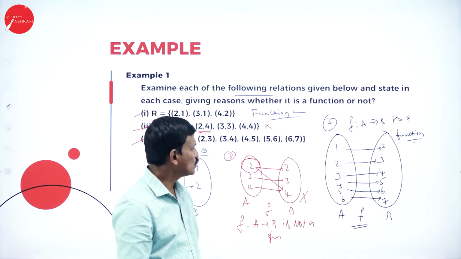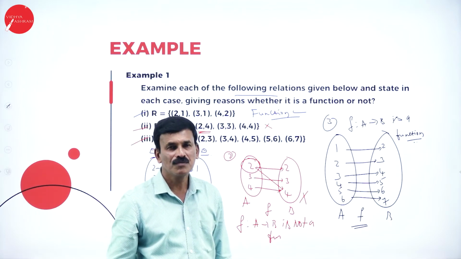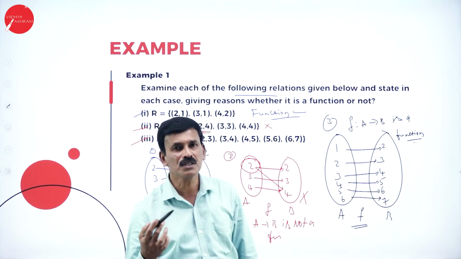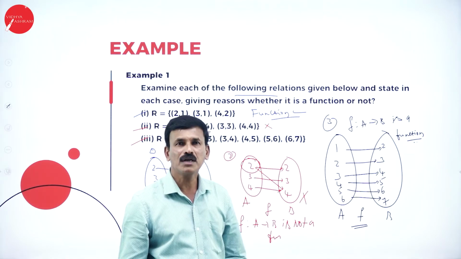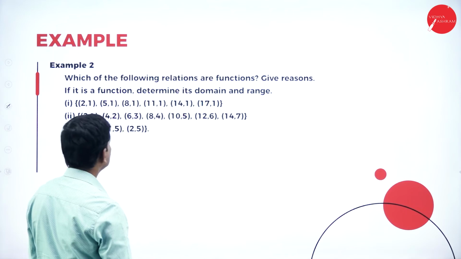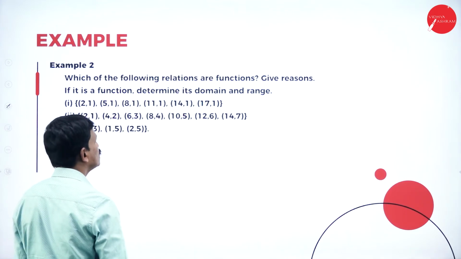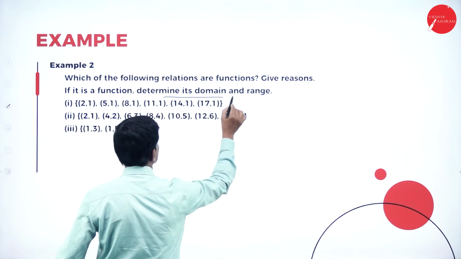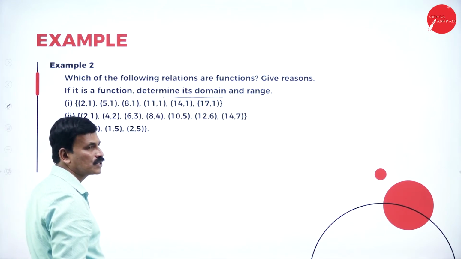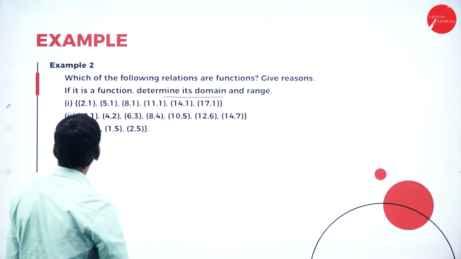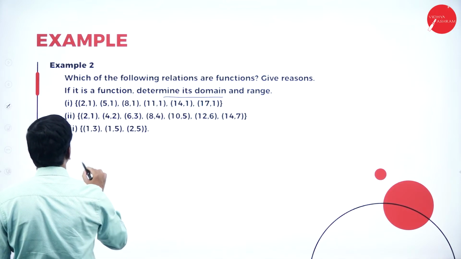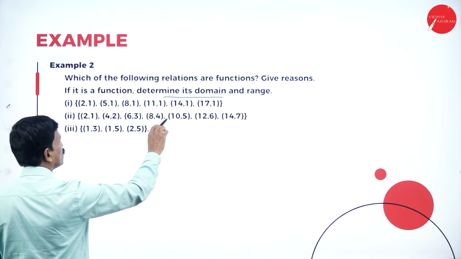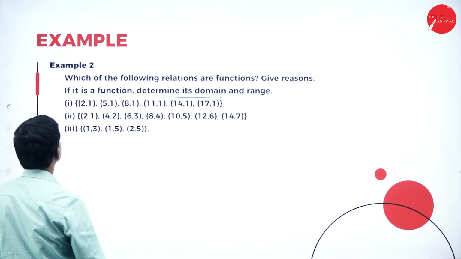That's it. So, these are examples for functions and not a function. Hope you got an idea regarding the function. Now, let us take one more example. Which of the following relations are functions? Give reasons if it is a function, and determine its domain and the range. Now, let us come to the first problem: 2 comma 1, 5 comma 1, 8 comma 1, 11 comma 1, 14 comma 1, 17 comma 1.